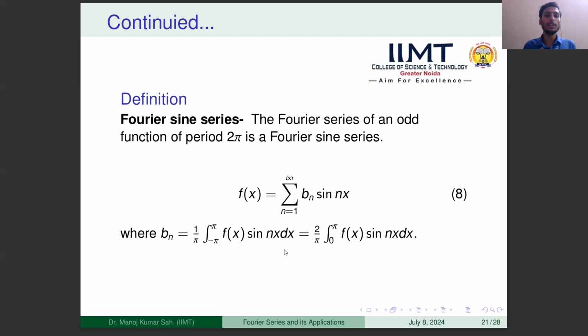Second is Fourier sine series. The Fourier series of an odd function of period 2 pi is a Fourier sine series. This expression is the Fourier sine series. What you will find in this expression? There is only the sine term. There is no constant term and no cosine terms. And this b n you can find by applying this formula, b n equal to 1 upon pi integration running from minus pi to pi f of x sin n x dx.